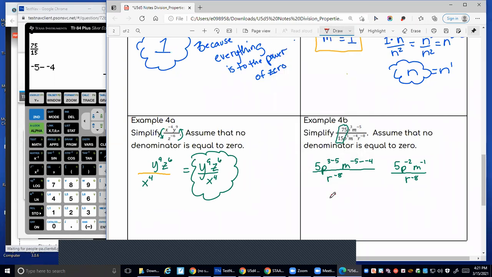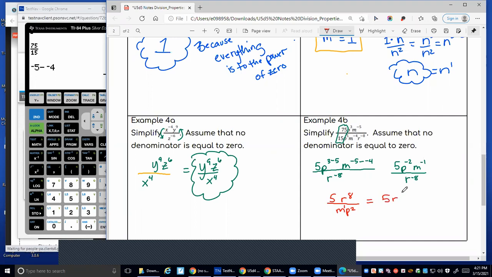So I'm going to put 5. 5 is okay on the top. P likes to be on the bottom, positive 2. M is also unhappy since he's negative, so we're going to move him to the bottom, positive 1. Don't really need the 1 there. And I got r to the negative 8, so I'm going to move him upstairs so he'll be happy. And I'm going to rewrite it. I'm going to make sure everything's in alpha order.